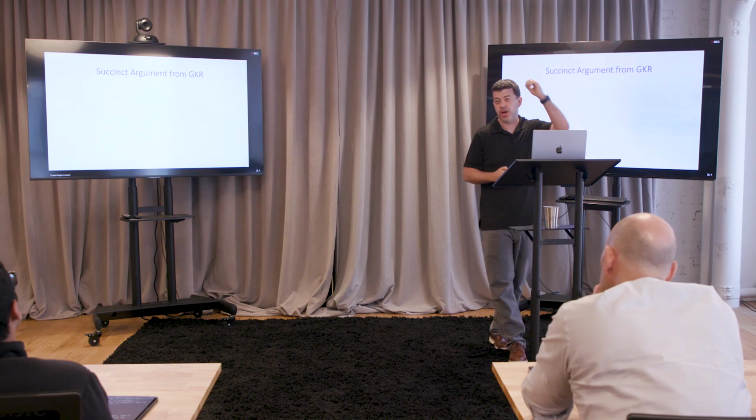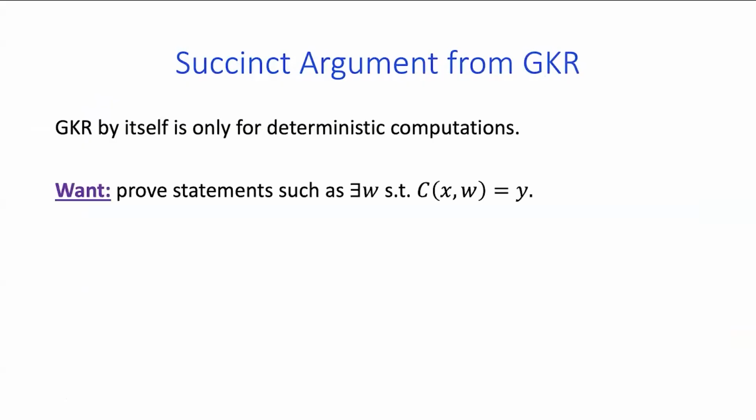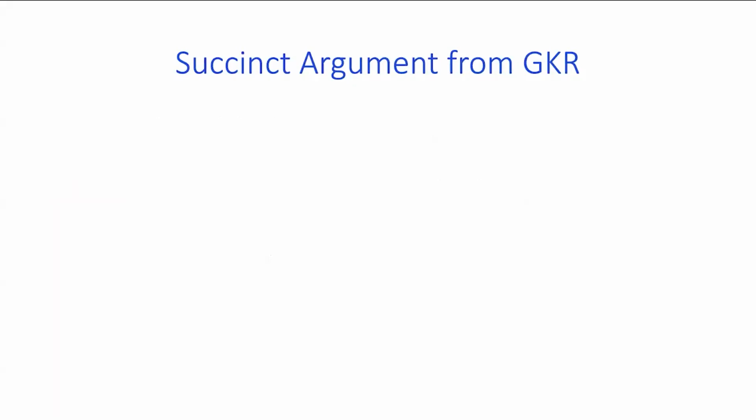The way that GKR is used nowadays is a little bit different than how it was originally proposed. So I want to show you how we extend GKR in a sense. As I was saying before, GKR was designed for deterministic computations. But nowadays, it is also used to handle non-deterministic computation. So I want to prove to you not only that C of x is equal to y, but rather that I know some secret, maybe w, so that C of x, w is equal to y. And the way I will do this is by combining GKR with a multilinear PCS, and I want to show you how to do it.